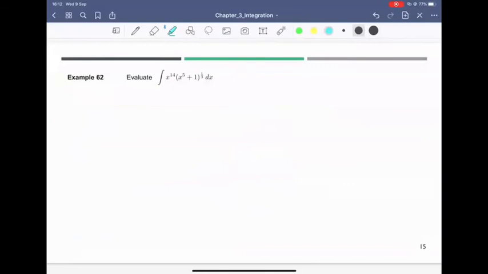So we have the integral of x to the 14th power times (x to the 5th power plus 1) to the 1/3 dx. So how do I deal with this? What is my u here? Please type in the chat. What is going to be your choice for your u? Is it trivial, obvious?